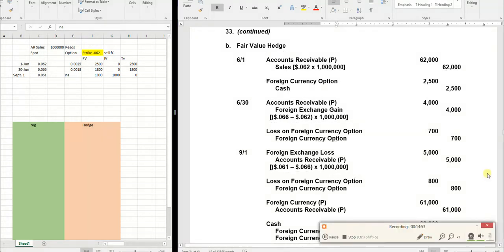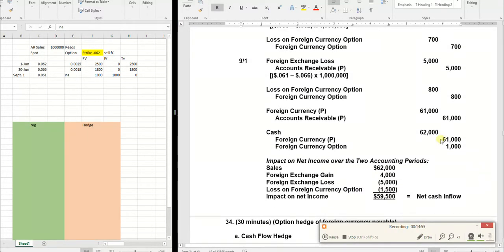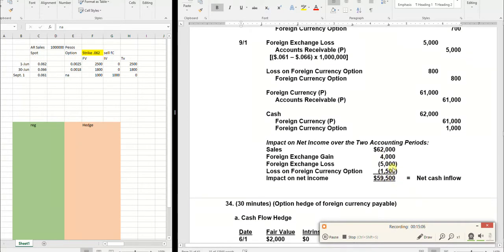And then I settle the thing just exactly like I settled the cash flow hedge. Get my foreign currency from settling my accounts receivable, turn around and sell it for 0.062 instead of 0.061. And you can see the impact on net income. Again, they ignore cost of goods sold, but I have the gain, the loss, and then the loss on the foreign currency option. So there you go.